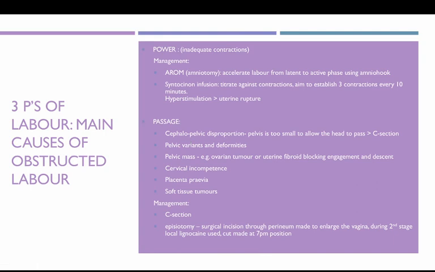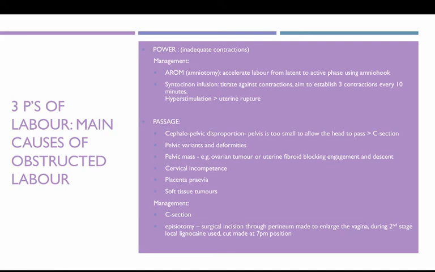Okay. 3 P's of labour. These are the main causes of obstructed labour. The first one is power. This is where you're getting inadequate contractions. This could be because of maternal exhaustion, for instance.